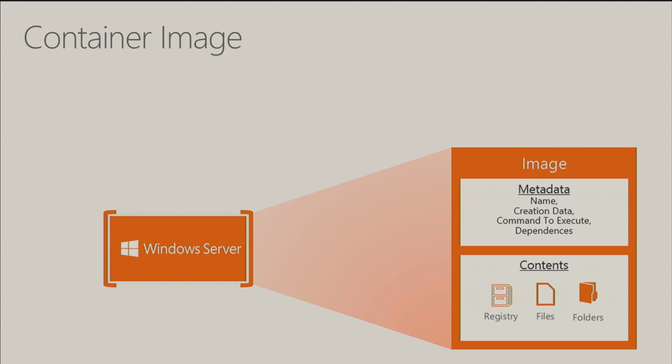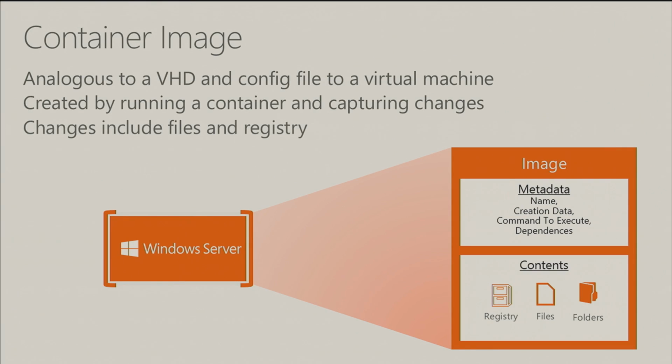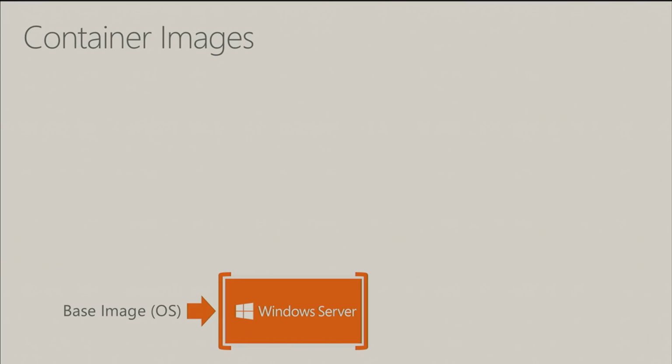So all containers must start from something. They start from a base image. We have two base images: Nano Server and Server Core. So ultimately, if you want to start from the very beginning of time, you can start from Nano Server and Server Core. But what's more interesting is to start from a top level. A container image is analogous to a VHD and a config, created by running a container and then capturing the effects. All right, so we've got our base OS image.